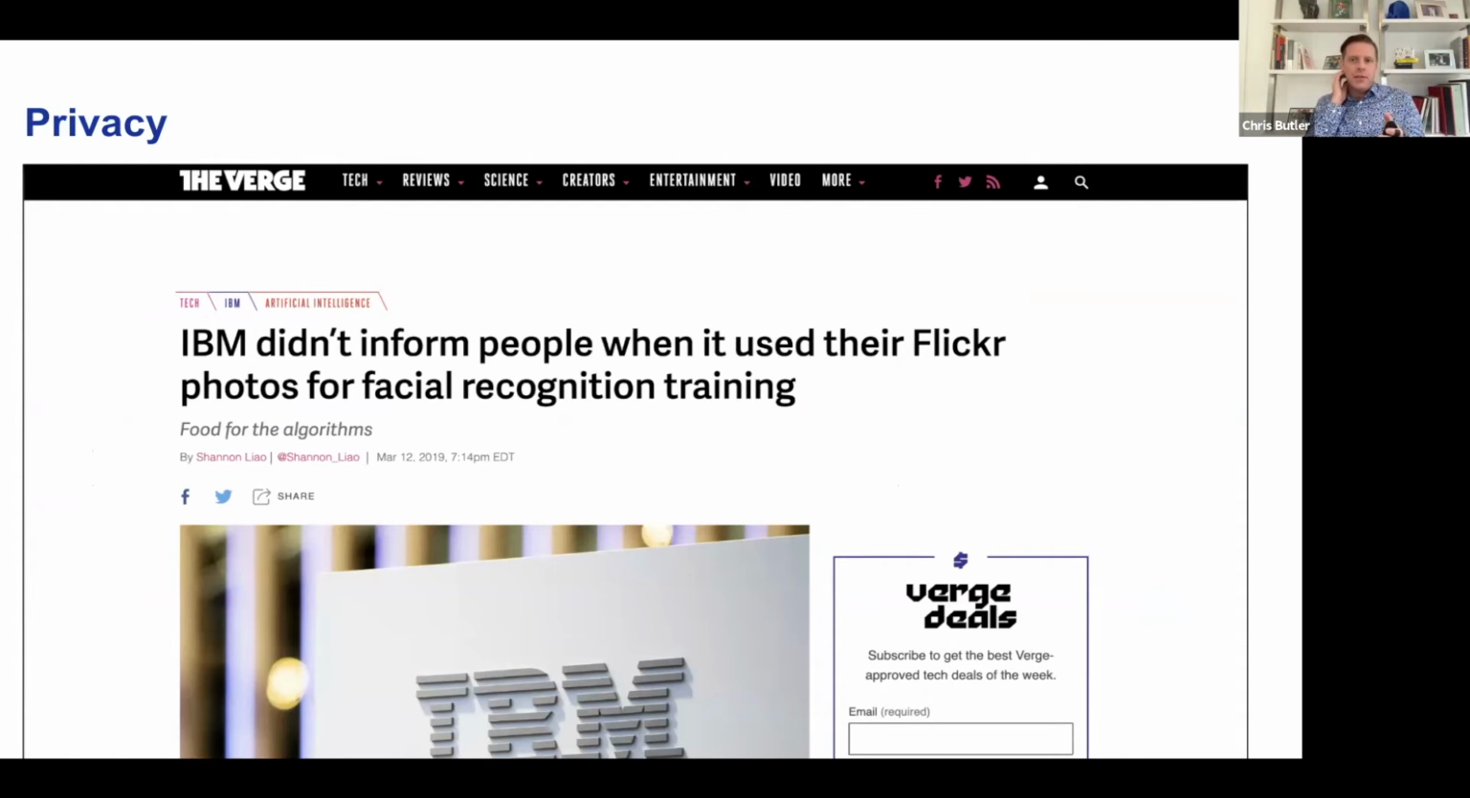And so in this particular case, people that were using Flickr and then putting photos in a Creative Commons space did not really expect IBM to come along later and grab all those photos to then do facial recognition training. And so while it was data that they were putting out in public, the endpoint that it went to was not the one that those people were expecting. And so there was a lot of concern about this. There was actually, I think, an FTC investigation into it.